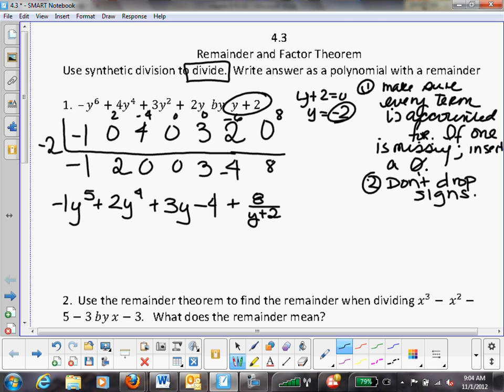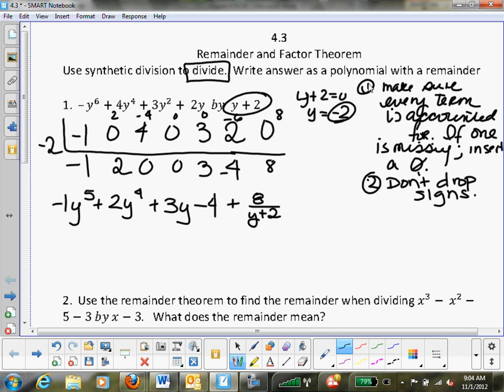Okay. We're going to be using a lot of synthetic division this year. We're going to figure out where our graphs are crossing the x-axis, all right, using synthetic division and looking at sign changes. All right, so we really have to be proficient at synthetic division.